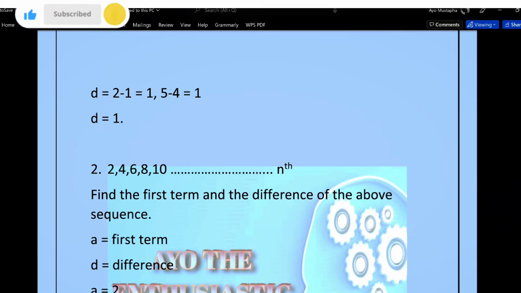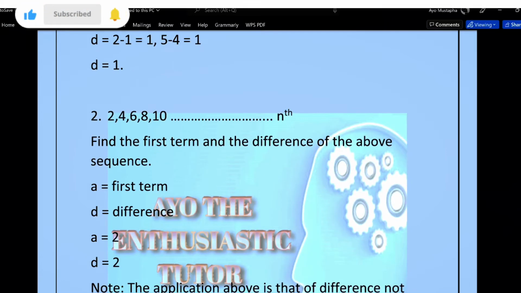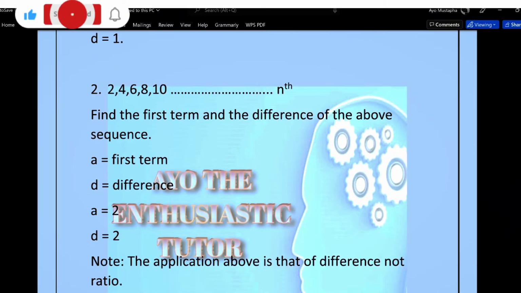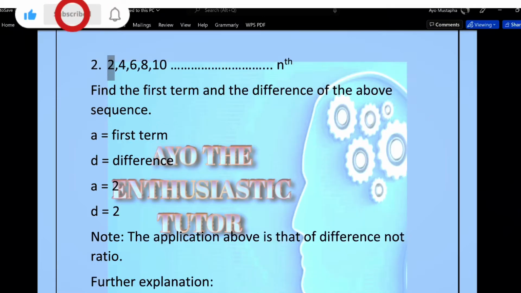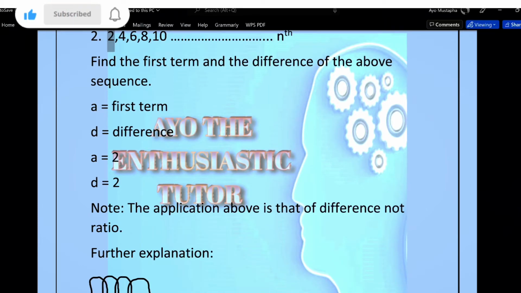We have 2, 4, 6. It's our sequence. As you can see, the progression is 2, 4, 6, 8, 10, to infinity, and the end term. Find the first term and the difference of the above sequence. The first term is A and the difference is D. We say A equals 2, which is our first term. Then D, the difference, is 2. How do we arrive at that? We'll find out soon.